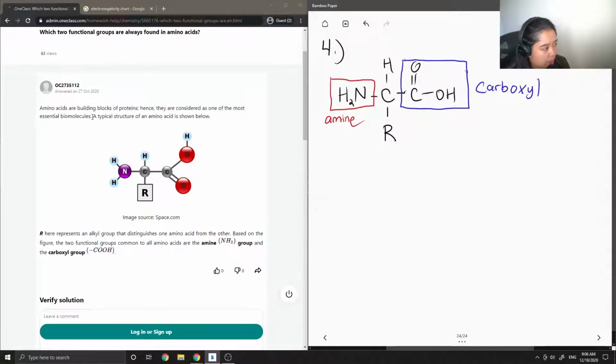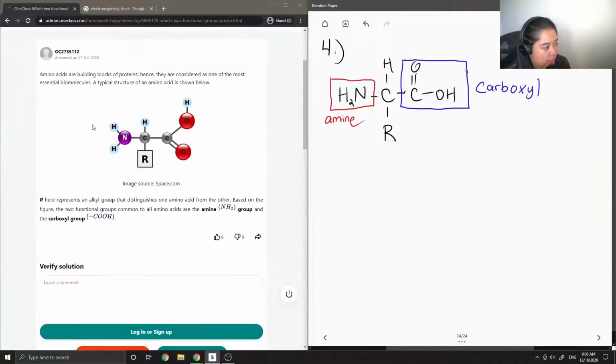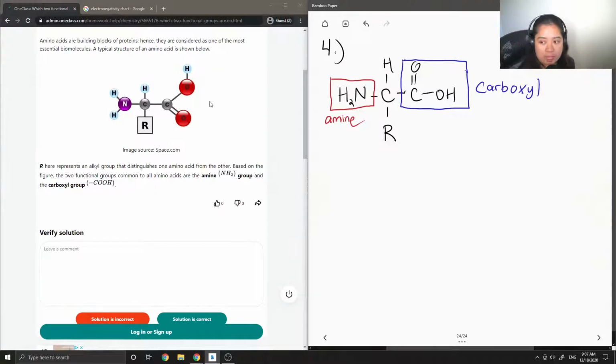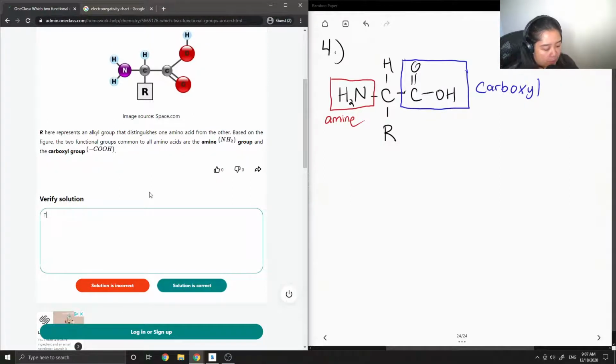Amino acids are building blocks of proteins. Hence, they are considered as one of the most essential biomolecules. A typical structure of an amino acid is shown below. Yep, so you can see how the atom sizes vary depending on how many electrons they have. And R here represents an alkyl group that distinguishes one amino acid from the other. Based on the figure, the two functional groups common to all amino acids are the amine group, NH2, and the carboxyl group, COOH. Yep, so this solution is correct.